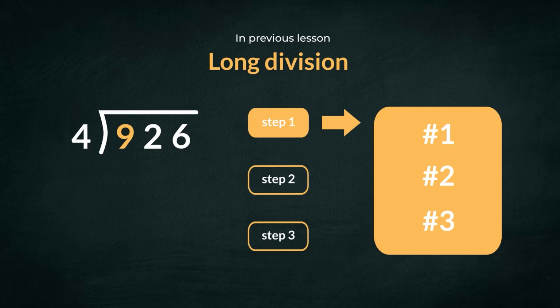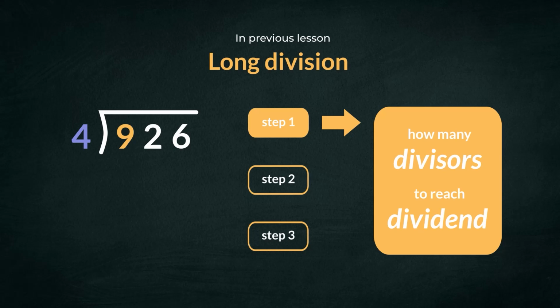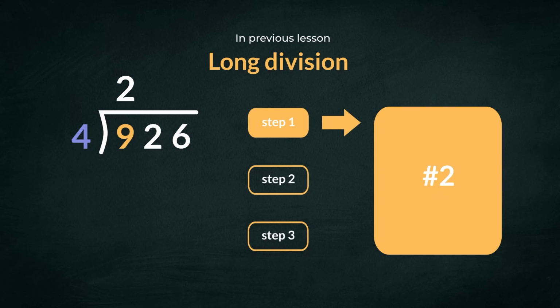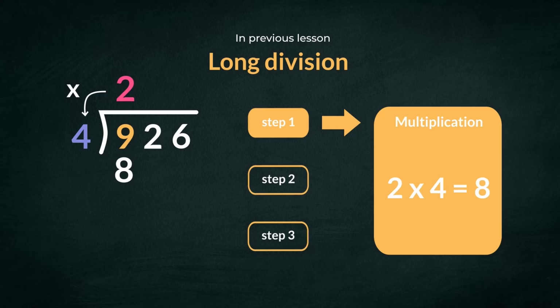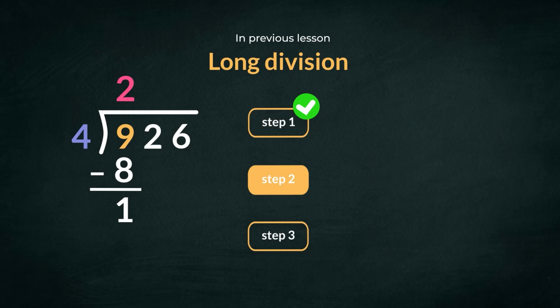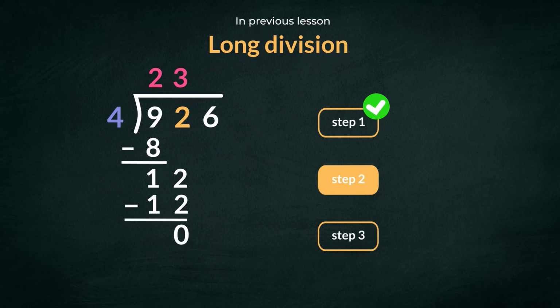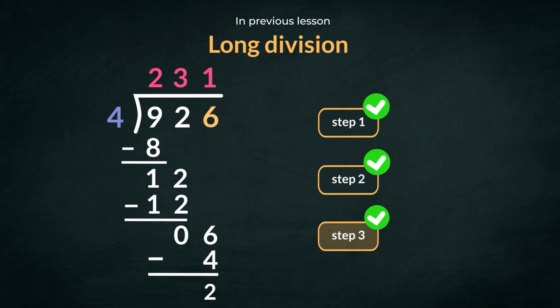Do you remember them? First, we find out how many divisors it takes to reach or almost reach the dividend. When you get that number, that's our second action. We multiply it by the divisor to get an answer. For our third action, we subtract that answer from the dividend to see if there are any remainders. And that's one small division step done. For the next step, you copy down the next digit, put it next to the remainder, and then you do all of those actions all over again until we run out of digits.